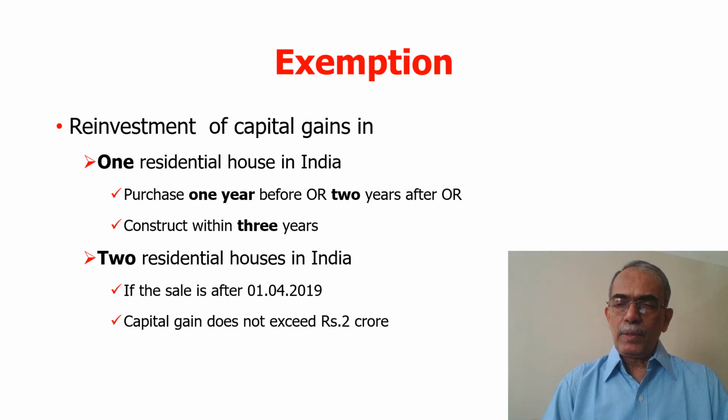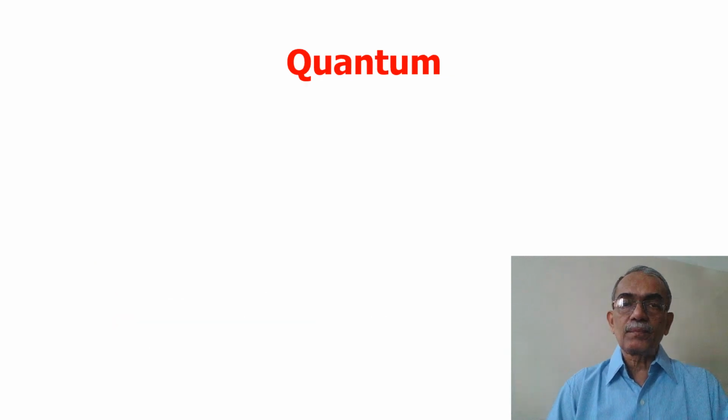Now, as far as the new amendment is concerned, the benefit is available if the capital gains do not exceed 2 crore rupees. And this is a once in a lifetime benefit. That means suppose I claim this benefit this year. So this year I reinvest in two residential houses and claim the exemption. Later on, after 5 or 10 years, I sell one more house. Then at that time I will not be able to claim the benefit of reinvestment in two houses. It will be restricted to only one house.